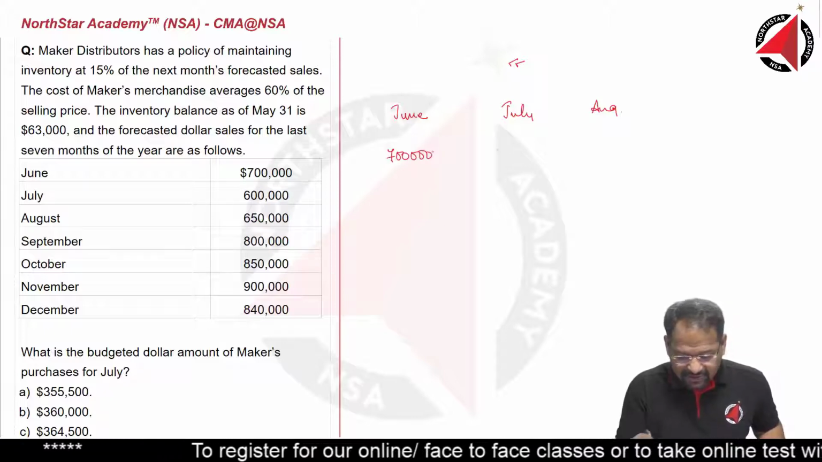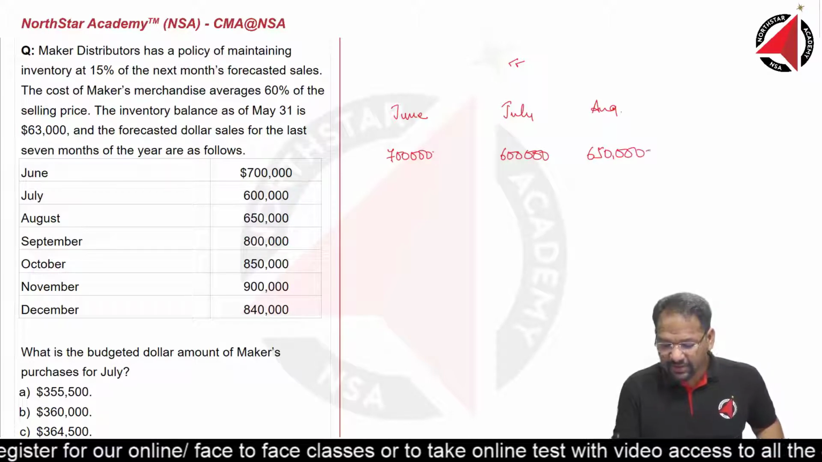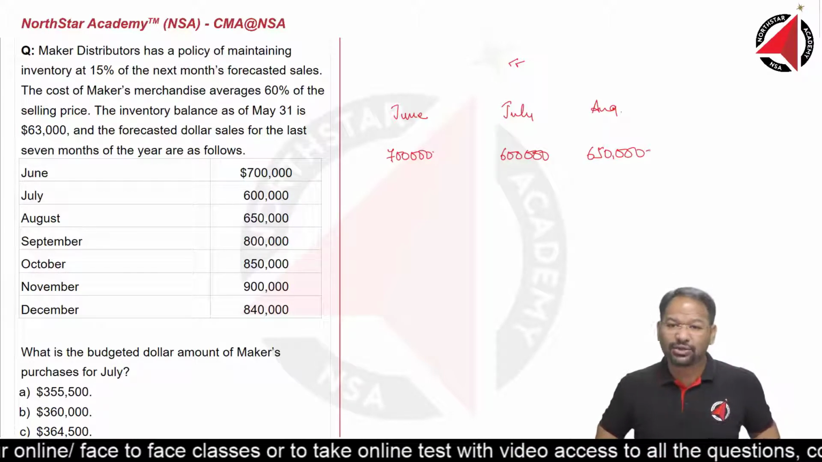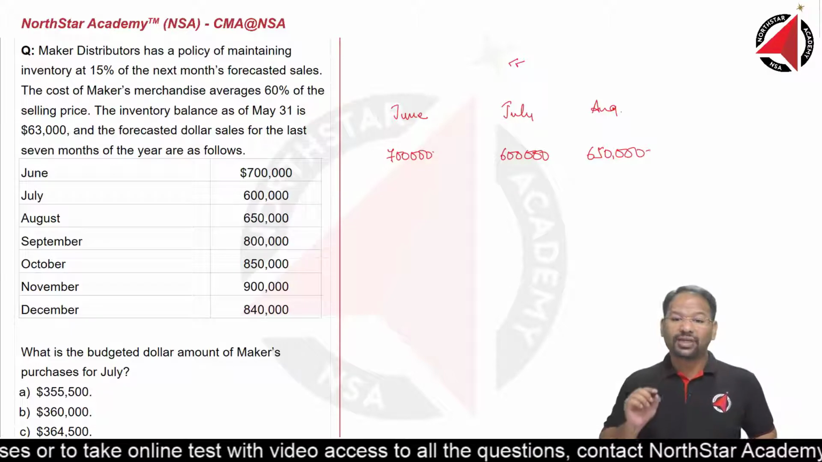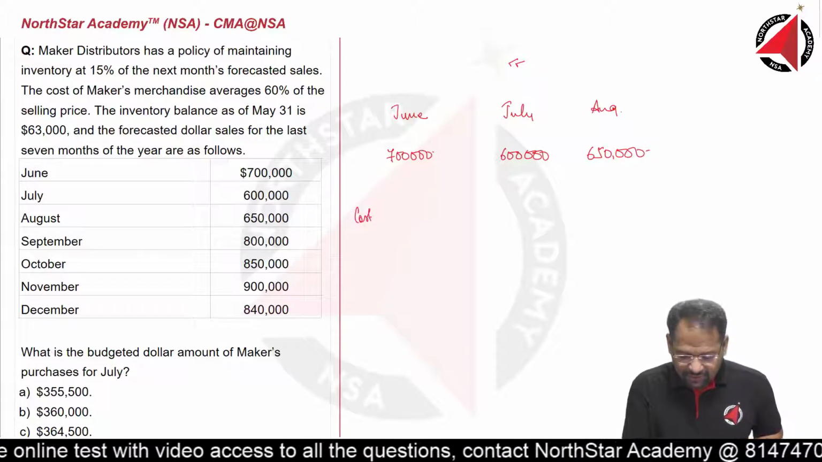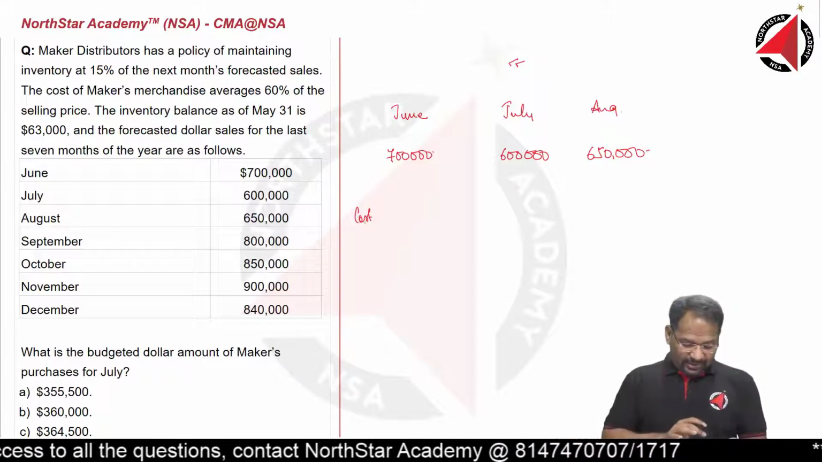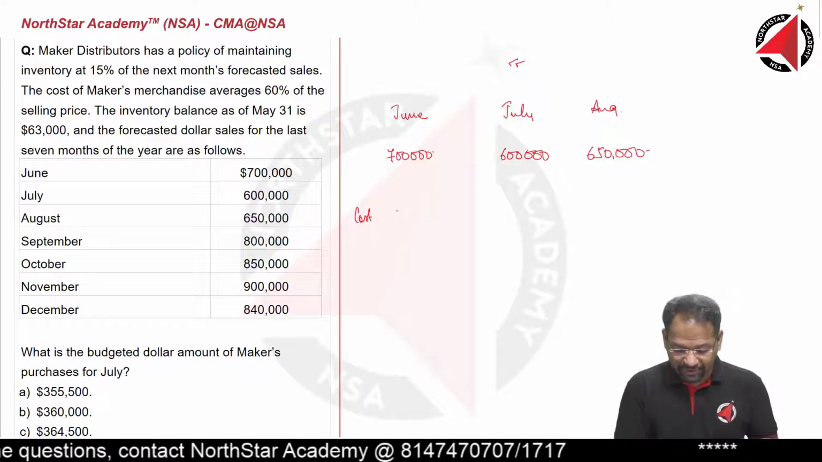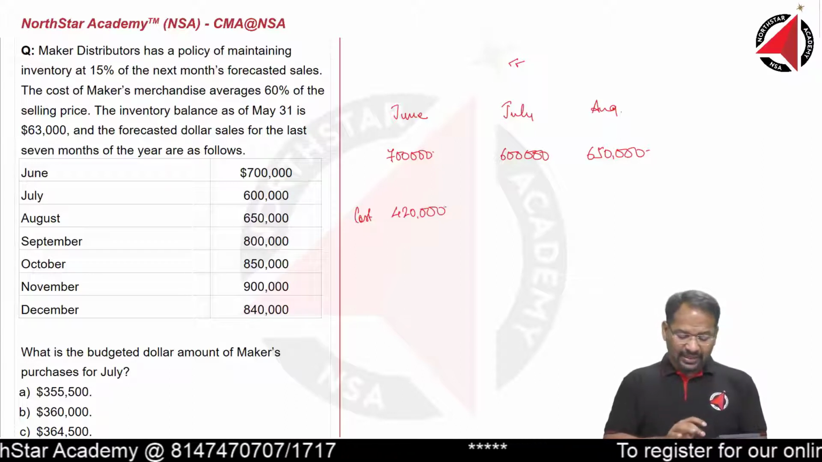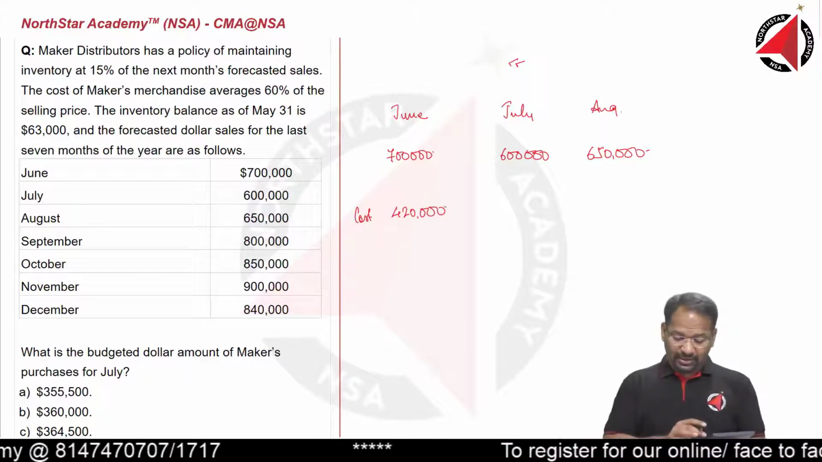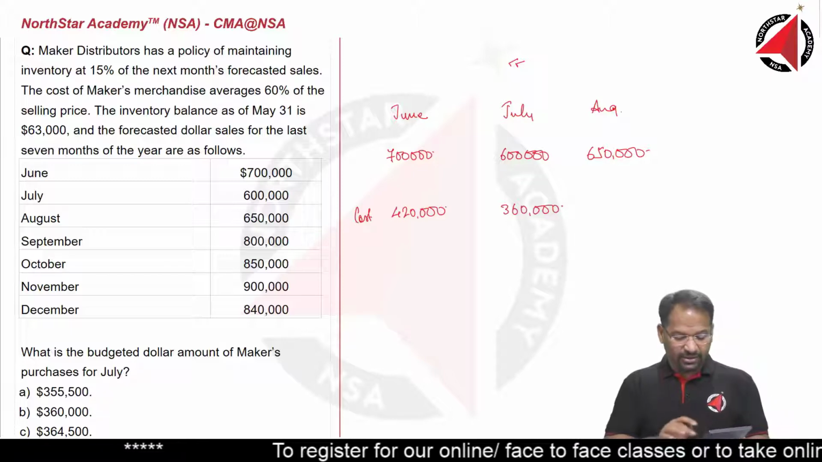700,000. Remember, these are sales figures and we need to calculate the purchase figure. So first, these sales, which are in sales value, have to be converted into cost value. The question says the cost of the merchandise averages 60% of the sales price. So let's convert this into cost first. Cost will be equal to 60% of the selling price. So 700,000 multiplied by 60%, we get 420,000. Similarly, we can do a shortcut: 0.6 times 700,000 equals 420,000, and we do the same for the other months, getting 360,000 and 390,000.